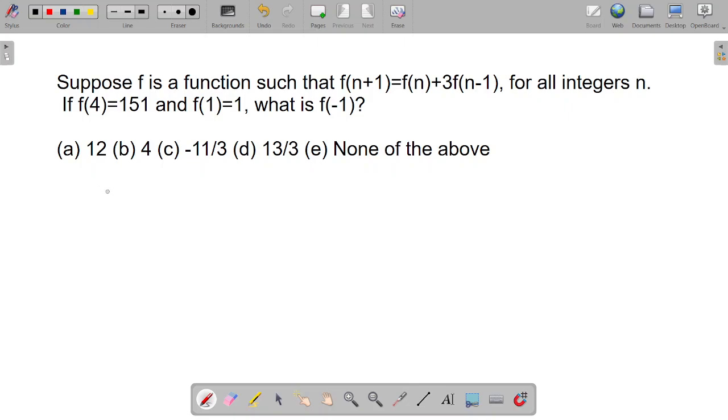Hi friends, today we are going to do a maths Olympiad question. It is a functional equation question. The given function is f(n+1) = f(n) + 3 times f(n-1). The given data are f(4) = 151 and f(1) = 1. Find f(-1). Now we can start the solution.